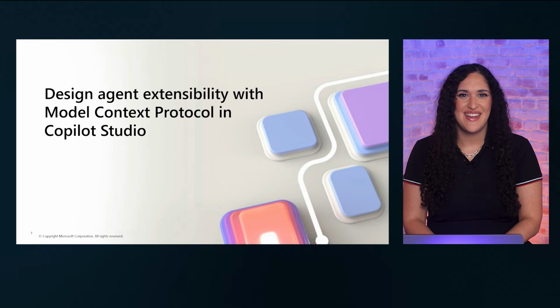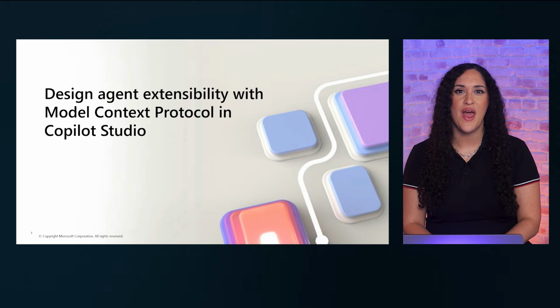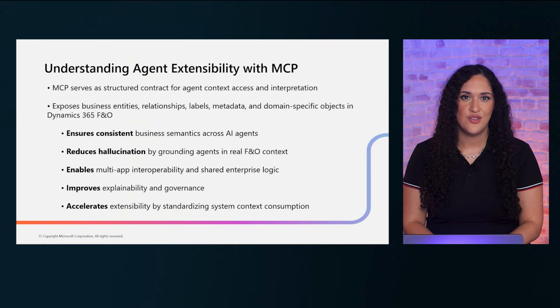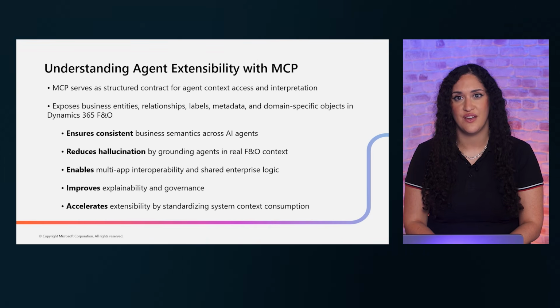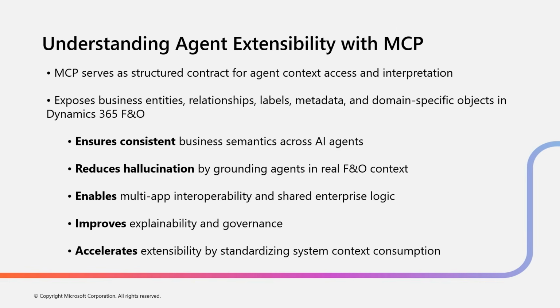So let's move on to an exciting section, how to design agent extensibility with Model Context Protocol, or MCP, in Copilot Studio. MCP serves as a structured contract defining what context an agent can access and how to interpret it. In Dynamics 365 F&O, it exposes business entities, relationships, labels, metadata, and domain-specific objects. This ensures consistent business semantics across all your agents. It reduces hallucinations by grounding in real data. It enables multi-app interoperability and improves explainability.